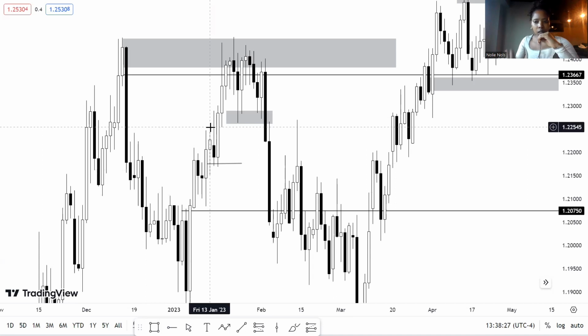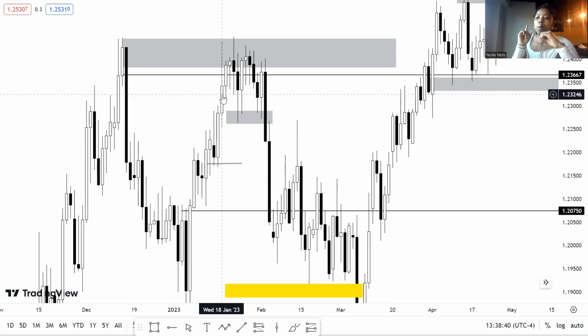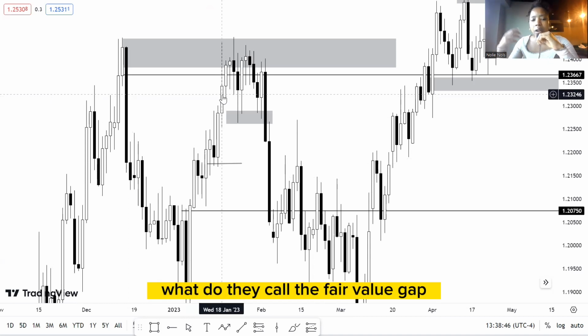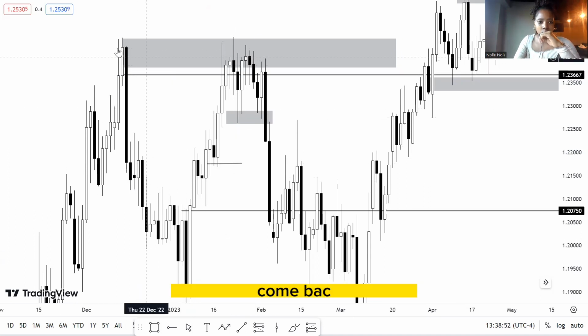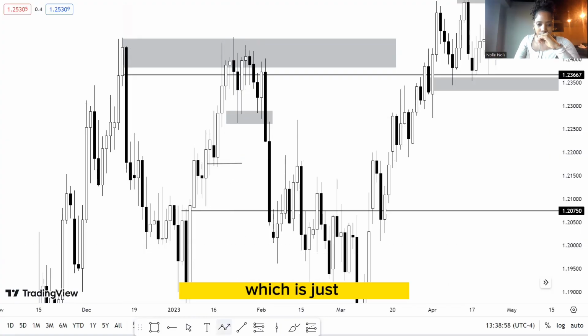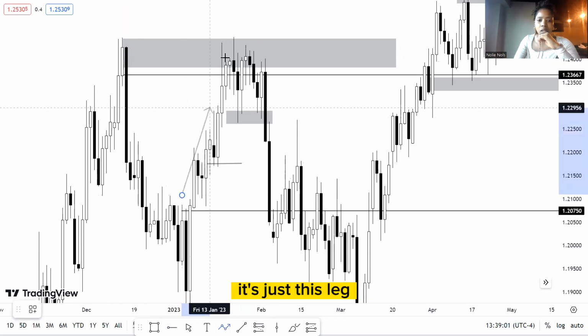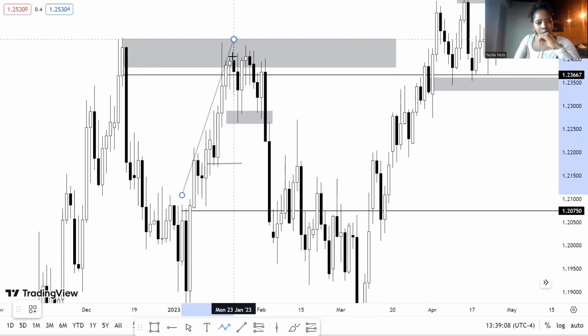So what is the retracement? In smart money, it's the imbalance. So there is our imbalance. We would enter there. Now, we want price to introduce another move, which is the higher high. The higher high, most of the time, especially when it's about to come to the order block, does leave what they call the fair value gap. So when the market comes back to the order block, it will leave those nice 3 candles, which is just a leg, you guys. It's just this leg. So in order for us to go back there, we'll have to come up, push down to the fair value gap, come back up.